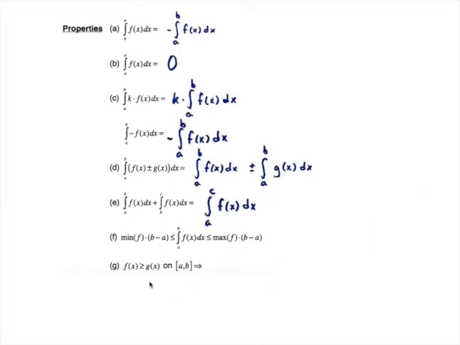Finally, if a function f is everywhere greater or equal to a function g, then naturally the area under the curve of f is going to be greater or equal to the area under the curve of g.